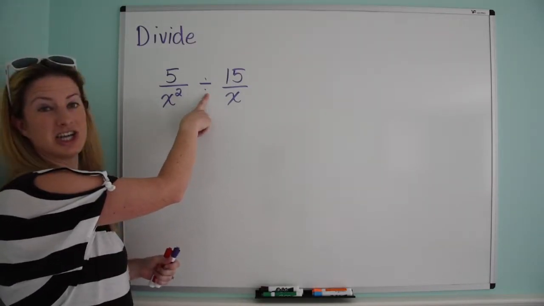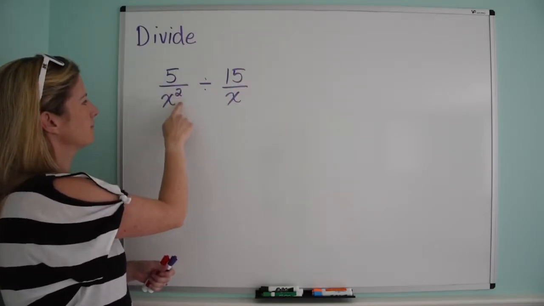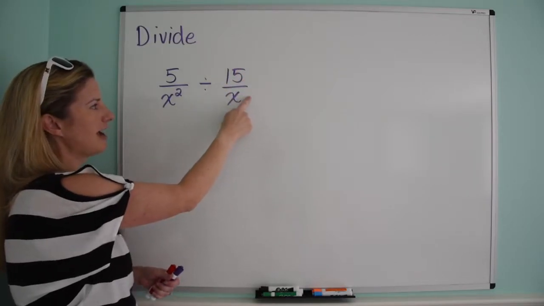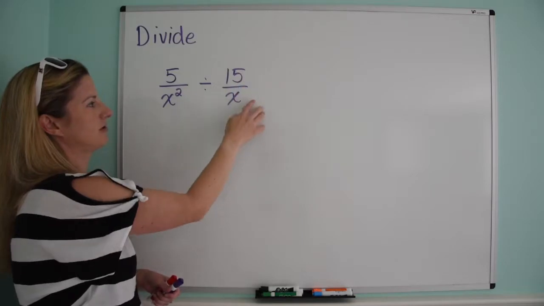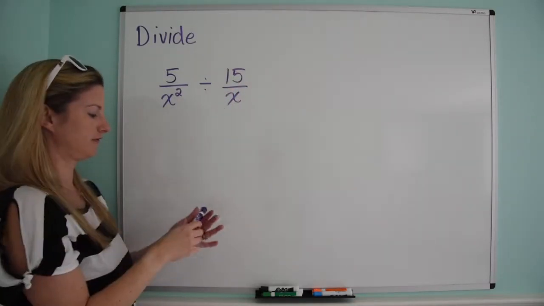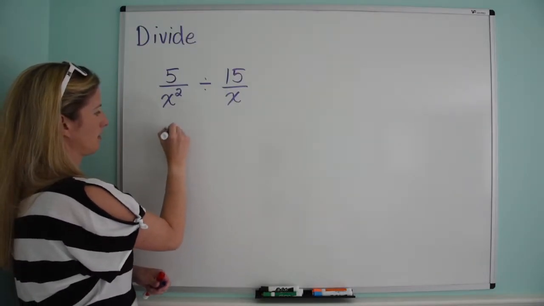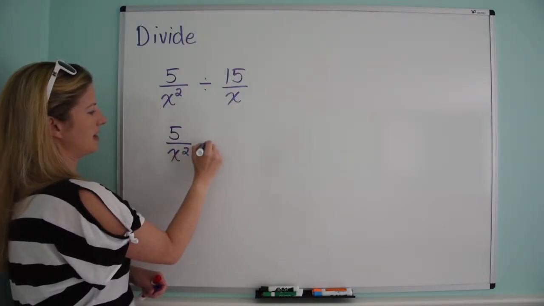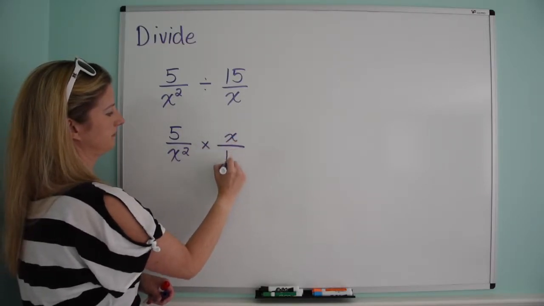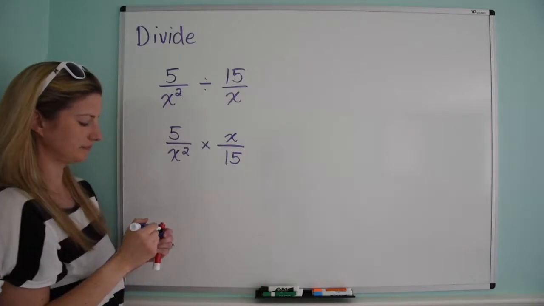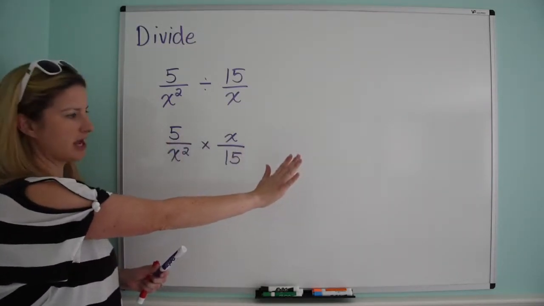So we're just going to change this into multiplication by multiplying by the reciprocal. So 5 over x squared divided by 15 over x is the same as 5 over x squared times the reciprocal of 15 over x, which is x over 15, okay? So dividing is the same as multiplying by the reciprocal. Perfect. All right, so now we can just multiply across, okay?